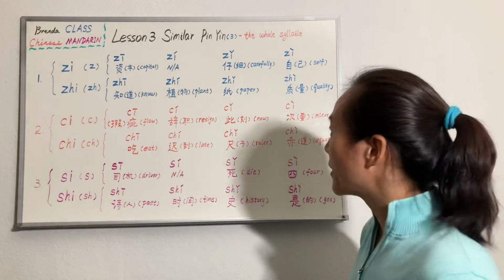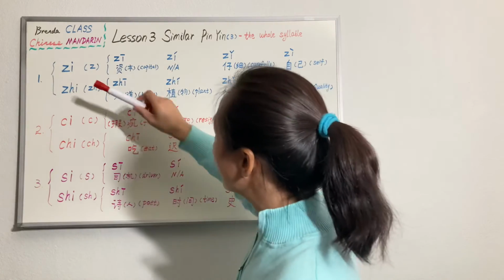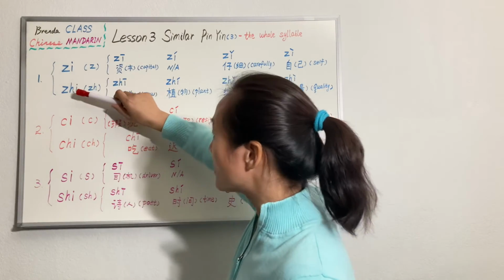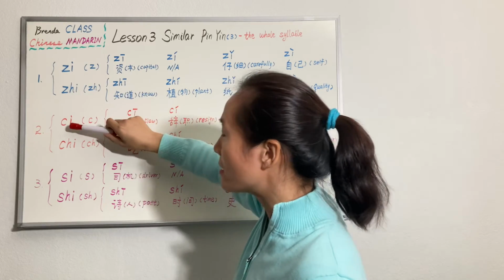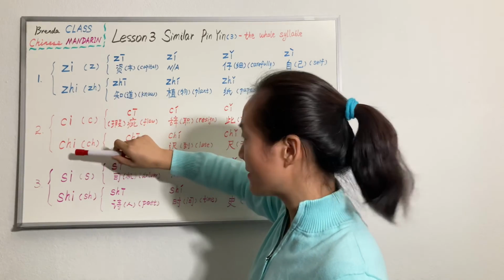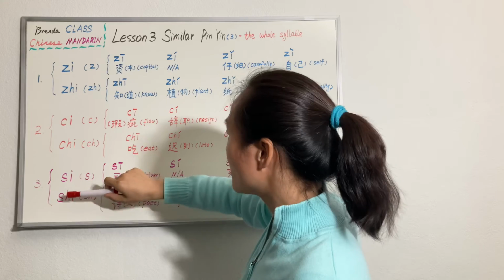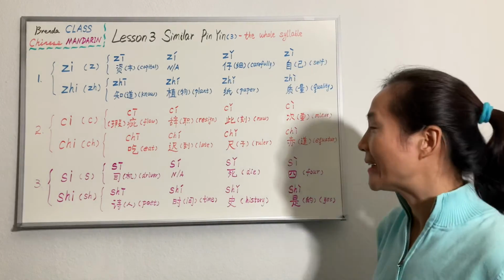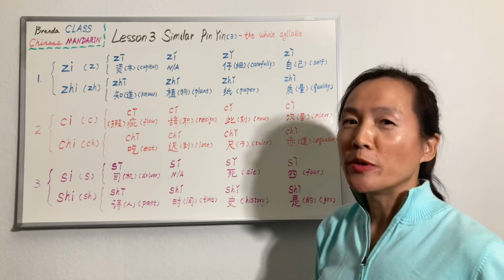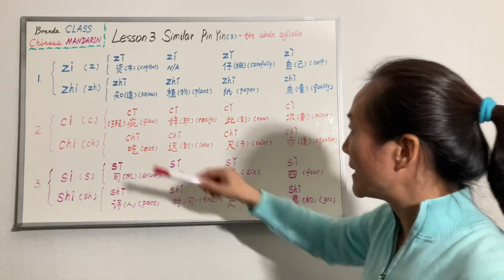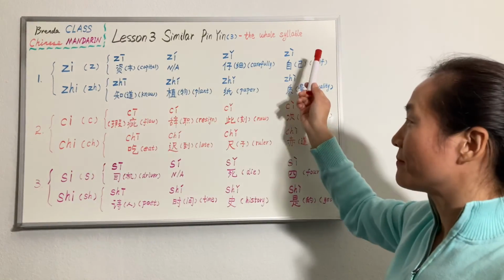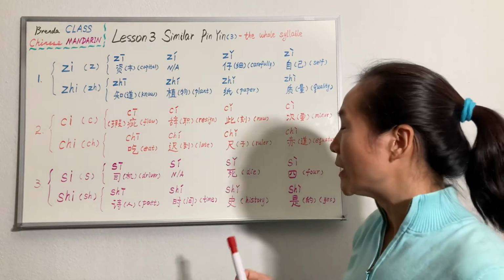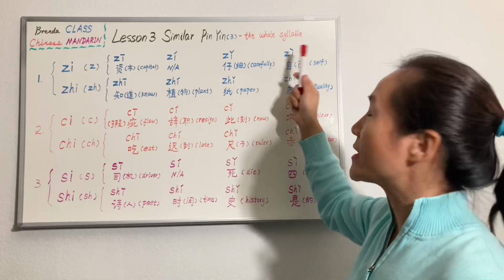Now, I will make a summary. 滋, 滋, 滋, 湿, 丝, 湿. OK. Today, I hope you are very clear about these whole syllables. Next class, I will continue to teach more whole syllables.